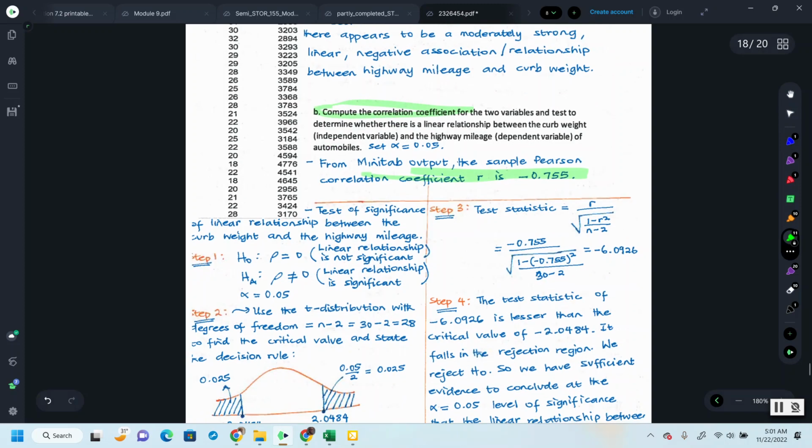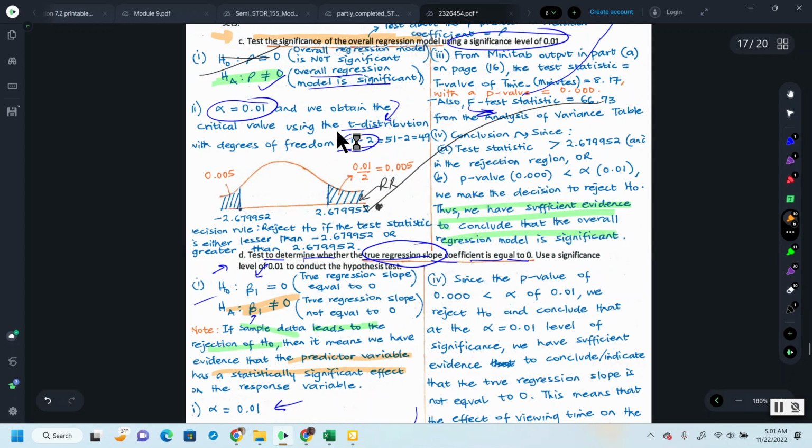So then we want to proceed to the second part of that question, which is to test to determine whether there is a linear relationship between curb weight and highway mileage. To test the significance of that linear relationship, we need to test a hypothesis on the population correlation coefficient. So we set up the null and the alternative. You've seen something similar to this in the previous example, where we're testing the significance of the overall regression model.